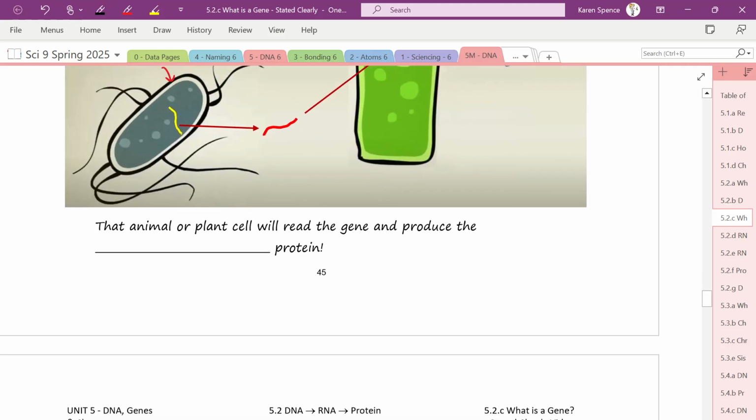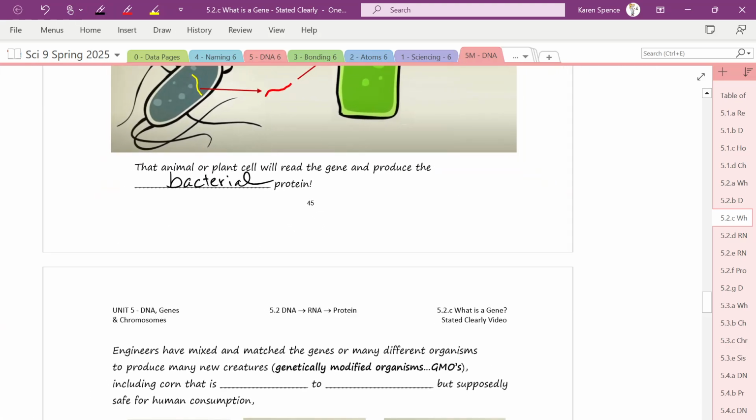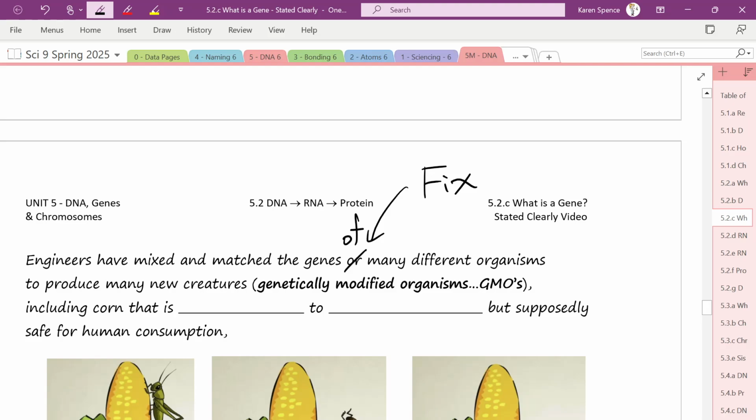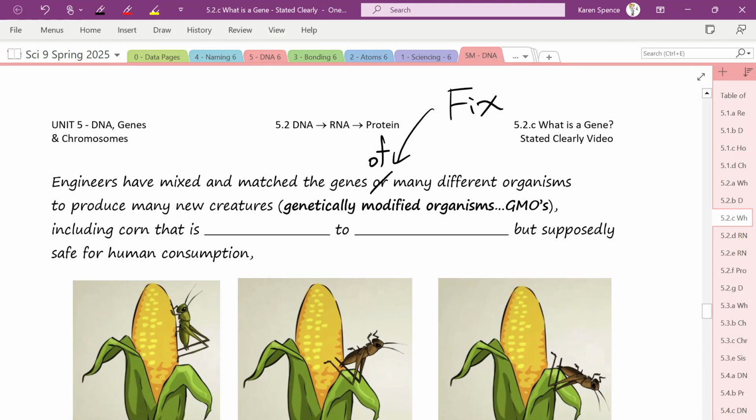All right. That animal or plant cell will read the gene and will produce the bacterial protein. Engineers have mixed and matched the genes of many different organisms to produce many new creatures. In other words, genetically modified organisms.